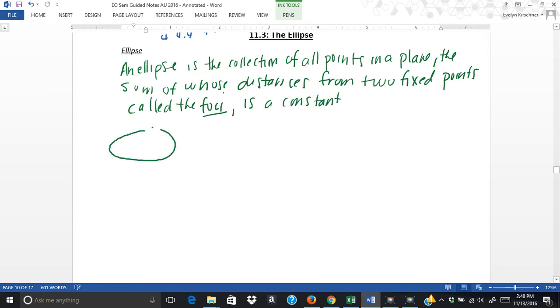So I have a curve, I have 2 points, and I have a distance and a distance, this distance and this distance. And I can move this around the curve, and no matter where I go, if I add these two distances up, it's the same number.